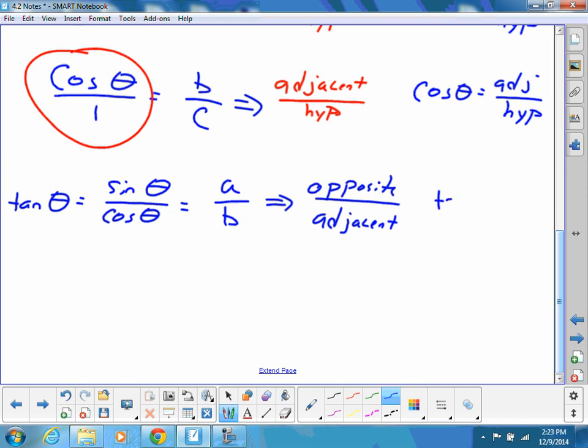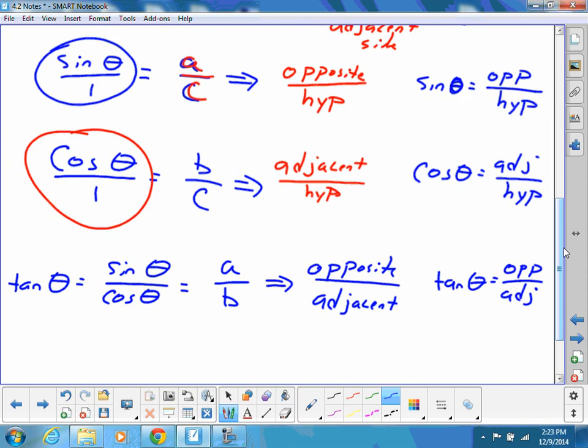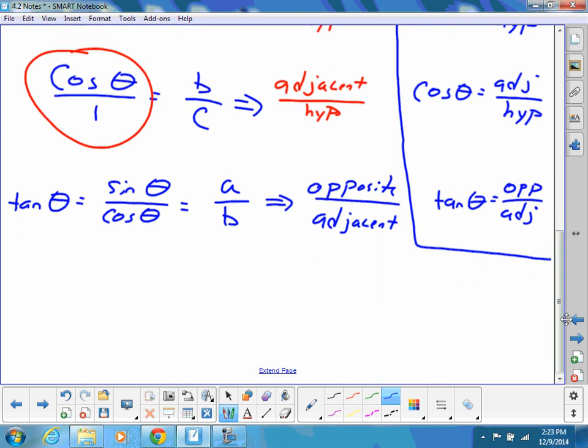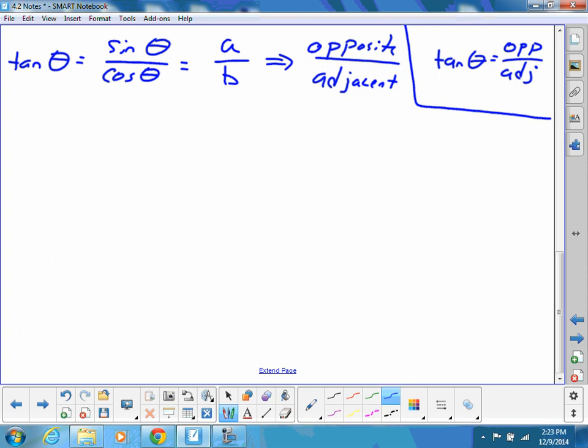So then my tangent of theta is equal to opposite over adjacent. Memorize those three. Oh, that's pretty cool. Hey, that sounds like something I've done before. Sine is opposite over hypotenuse, cosine is adjacent over hypotenuse, tangent's opposite over adjacent. Oh, that's SOHCAHTOA. Sine is opposite over hypotenuse, cosine is adjacent over hypotenuse, tangent is opposite over adjacent.